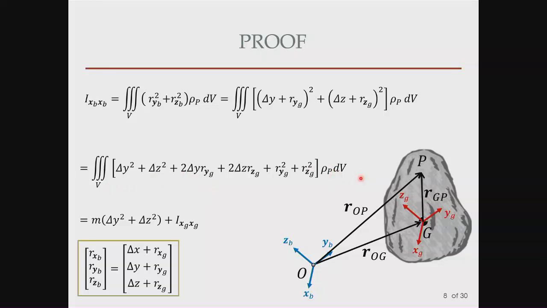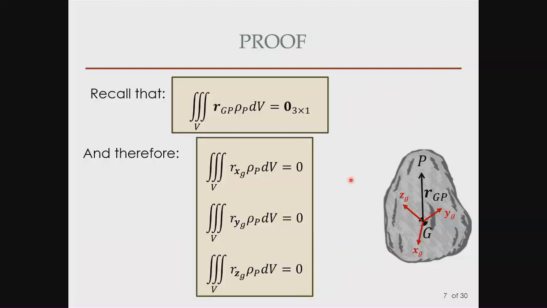rho dv. Okay, so yg, if you remember, ryg begins where? At point G, the center of mass. It begins at the center of mass, going along the yg direction until it gets to point P. And this multiplied by rho dv, remember the property of the center of mass. So for that property, this is what we said: if we spread all the arrows starting from the center of mass, we get the 0 vector.